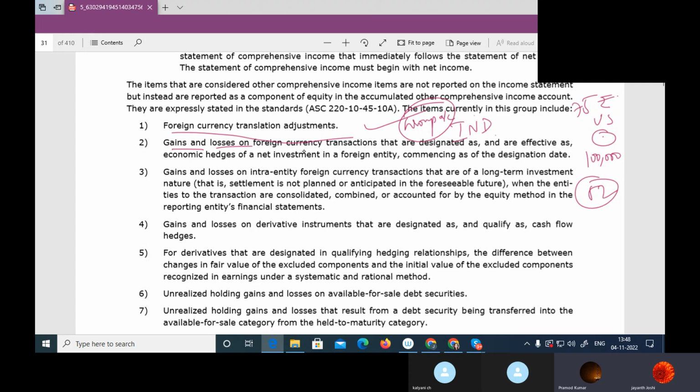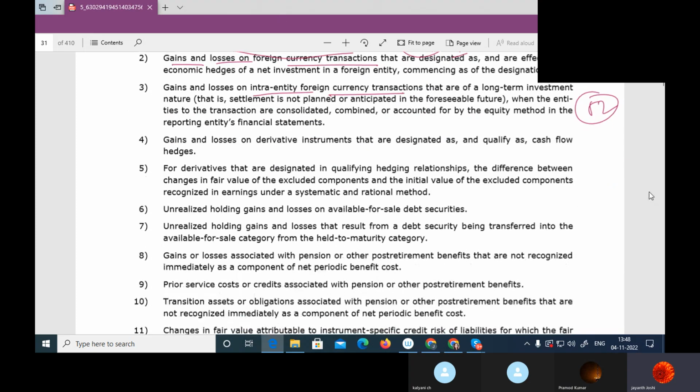Gains and losses on foreign currency transactions and gains and losses on intra-entity foreign currency. So all currency related transactions whereby a difference is created and that is benefiting you, but you're not realizing money in your hands or cash flow is not coming into your hands, you have to show in the OCI section. Then gains and losses on derivative instruments. Derivatives are nothing but futures, options. So generally, if you don't have an idea about this, you can leave this. I'll explain that afterwards.